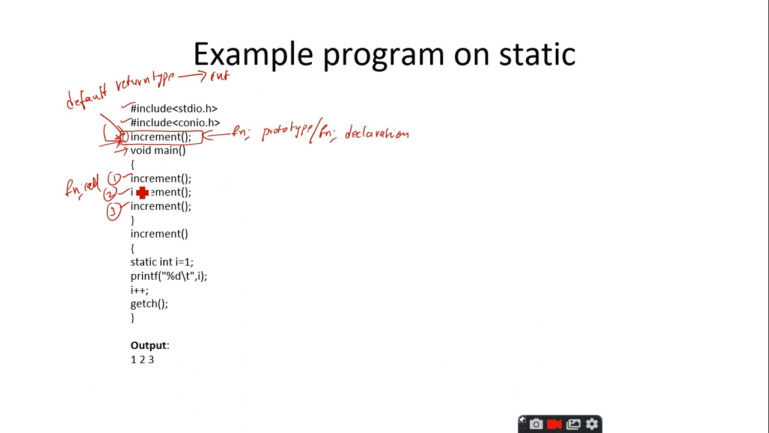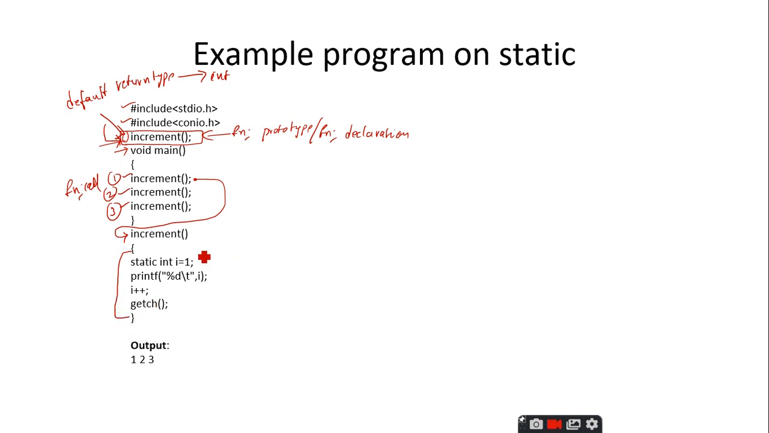So for the first increment function call, what happens is the control jumps from this place to the function definition. You can see here that this is the function definition. You won't get any warnings here. Why? Because increment is already declared. So the compiler knows that the function increment is there somewhere else in the program, so it will not give any warning. So the control will jump from this point, the function call, to the function definition, and it starts its execution.